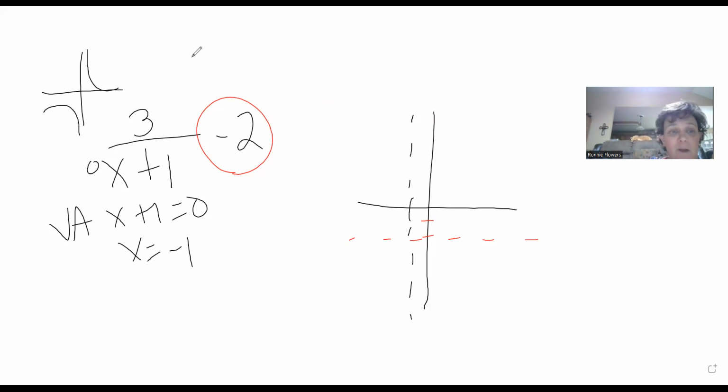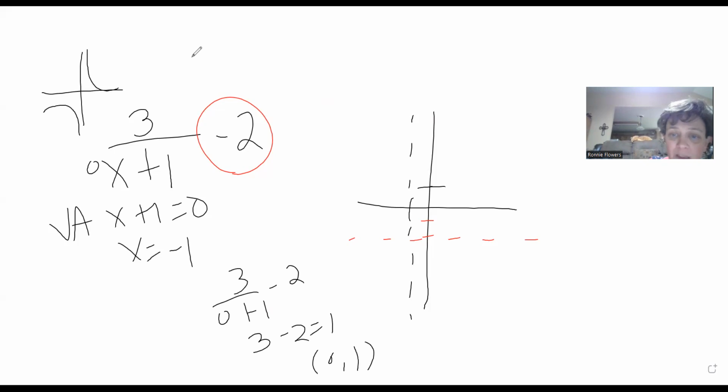If I plug in 0 here, so we got 3 over 0 plus 1 minus 2. You're going to get 3 over 1, so 3 minus 2. I guess I get 1. So the point (0, 1) is on this graph. So I'm going to go 0, 1. I'm going to plot that point.